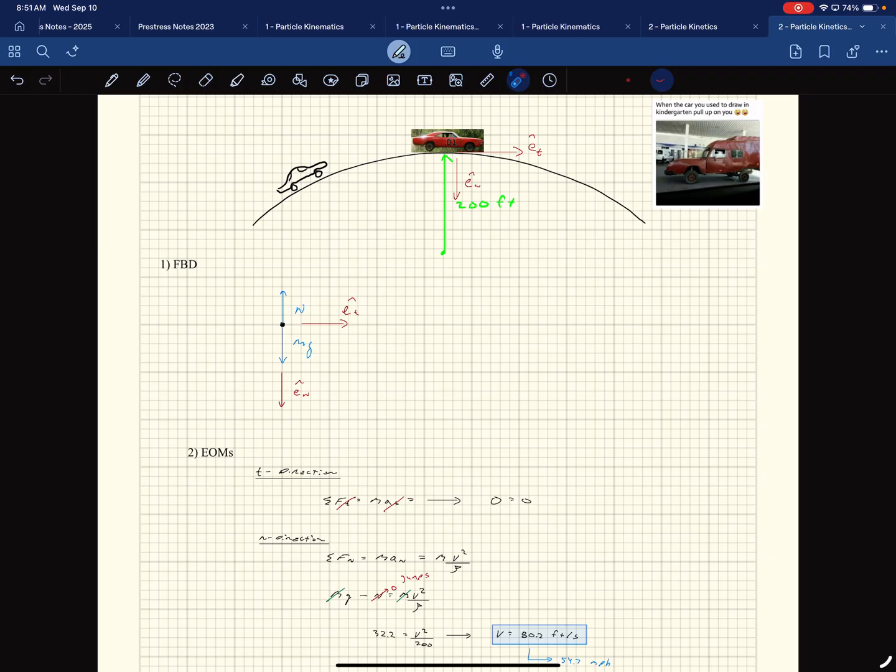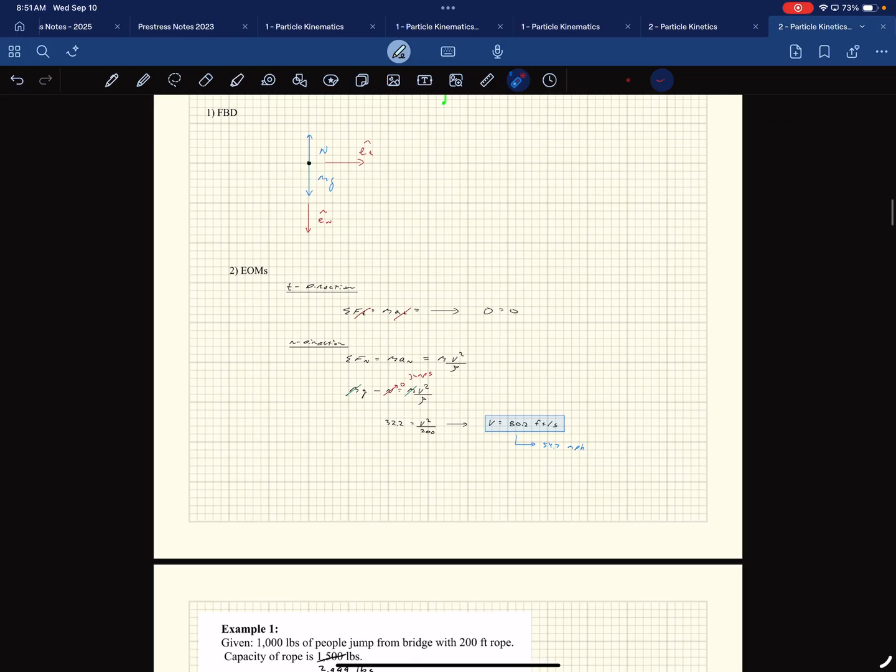If you go faster than that, that mass times gravity won't be enough to accelerate you back towards the middle, and you'll take off. And you'll jump. Cool. Okay.